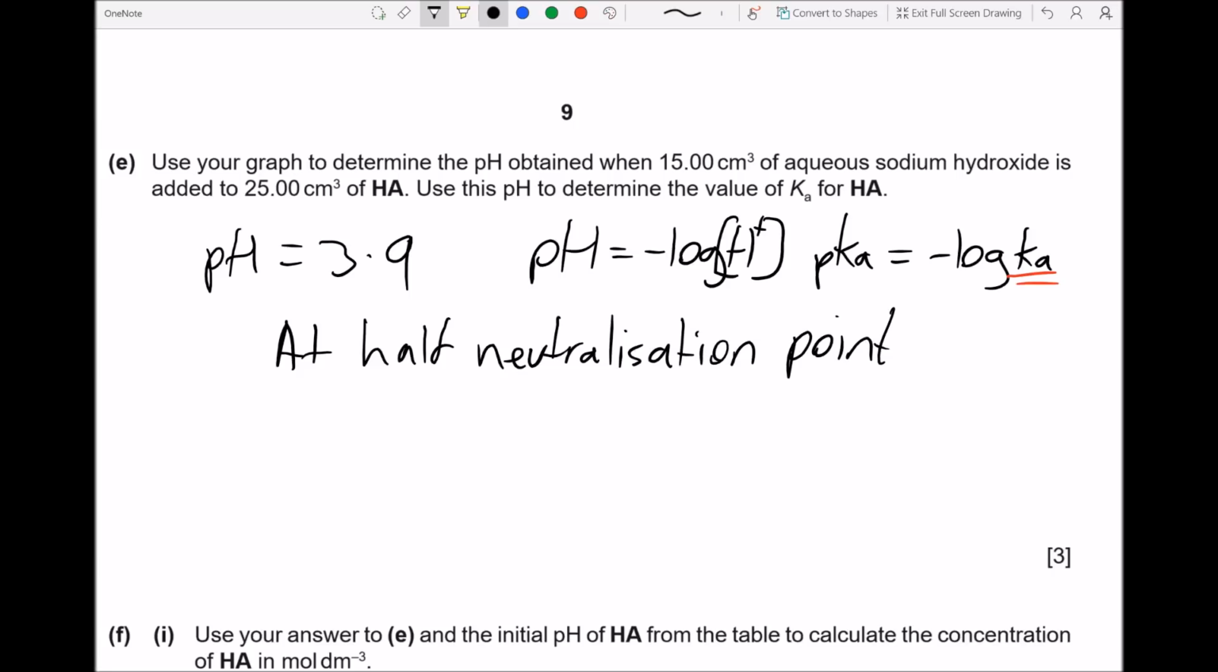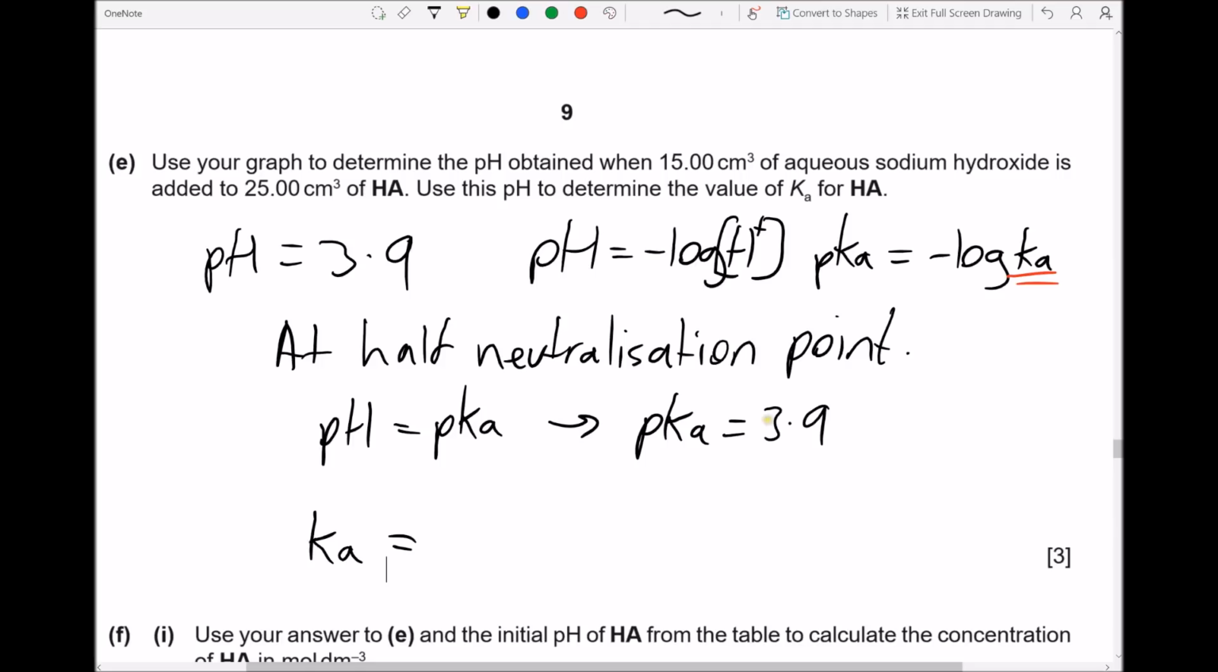So at the half neutralization point, we can say that the pH equals pKa, which is just the minus log of Ka, and so therefore we can say that the value of pKa is going to be 3.9, because it's the same value as pH. And so if we want to work out the Ka, we need to do the anti-log, or 10 to the minus 3.9 in your calculator.